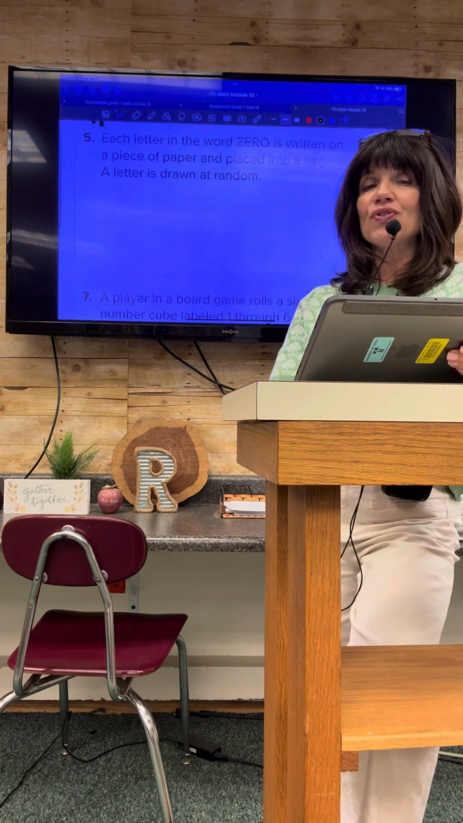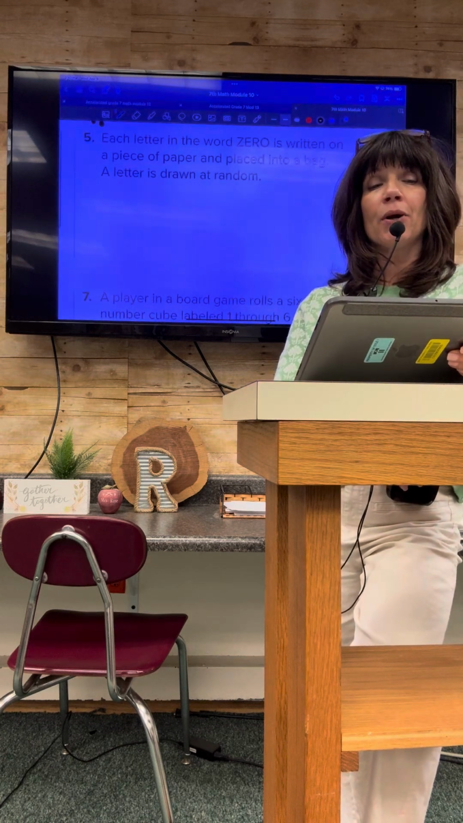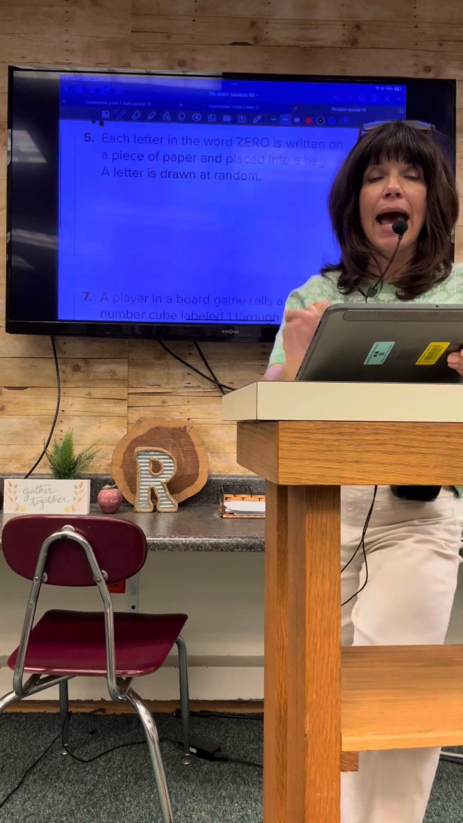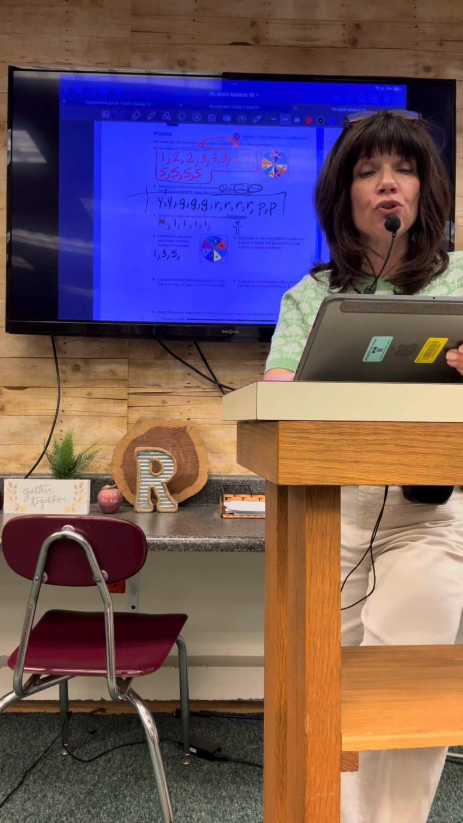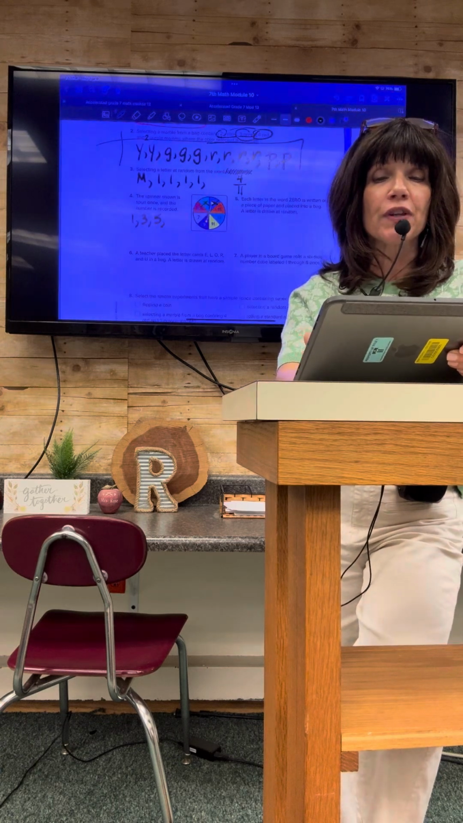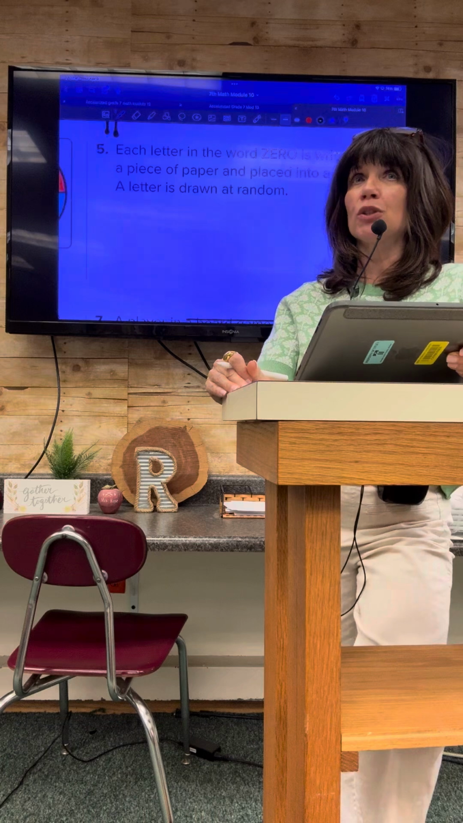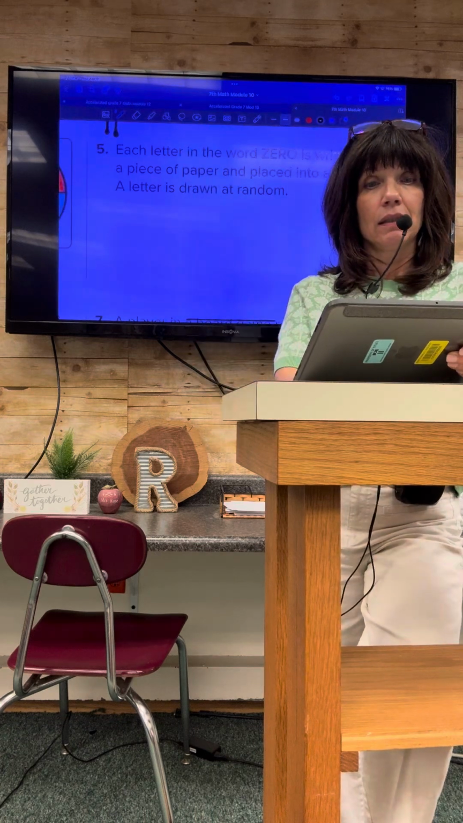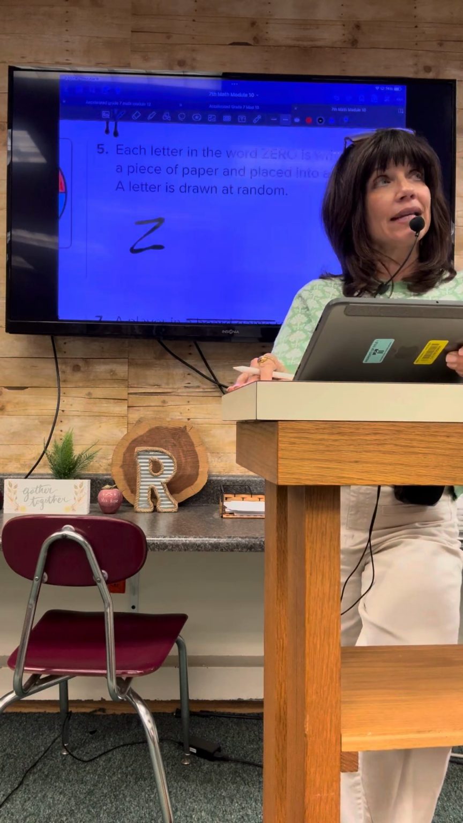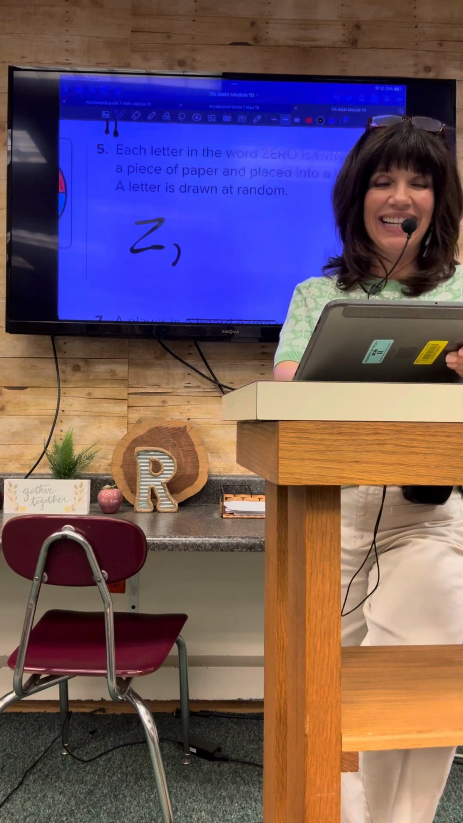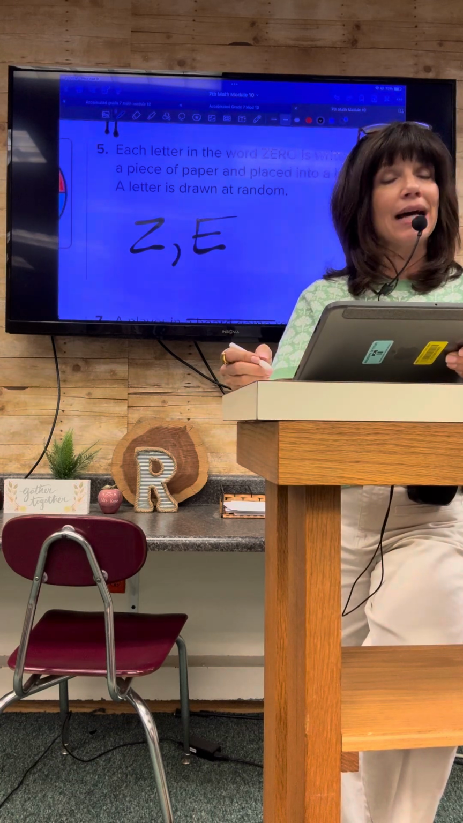Each letter in the word Zero is written on a piece of paper and placed into a bag. A letter is drawn at random. So again, they only want us to write the sample space for this experiment. How many times is it possible to pull out a Z? 1. So I write a Z 1 time. How many times is it possible to pull out an E? 1. So I write an E 1 time.